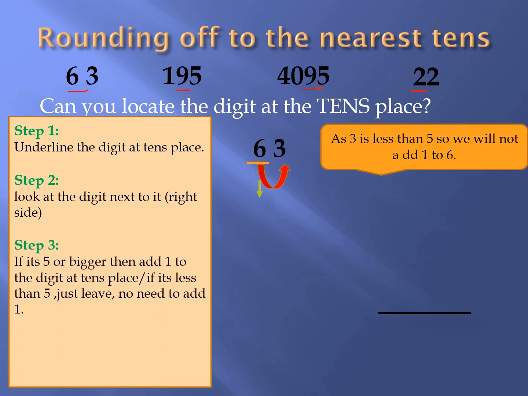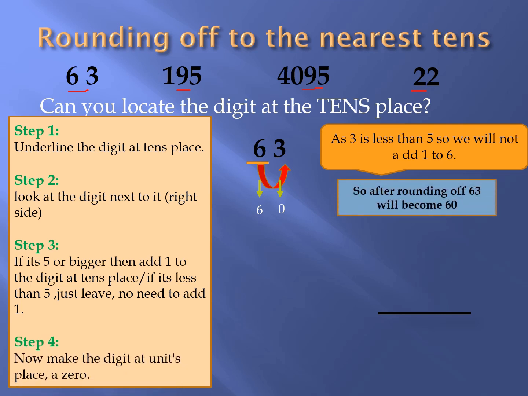So now 6 will remain as it was and 3 will become 0. So after rounding off 63, it will become 60. Now let's have another example. 4095. First step, underline the digit at tens place. Then look next door, look at the digit to the right.